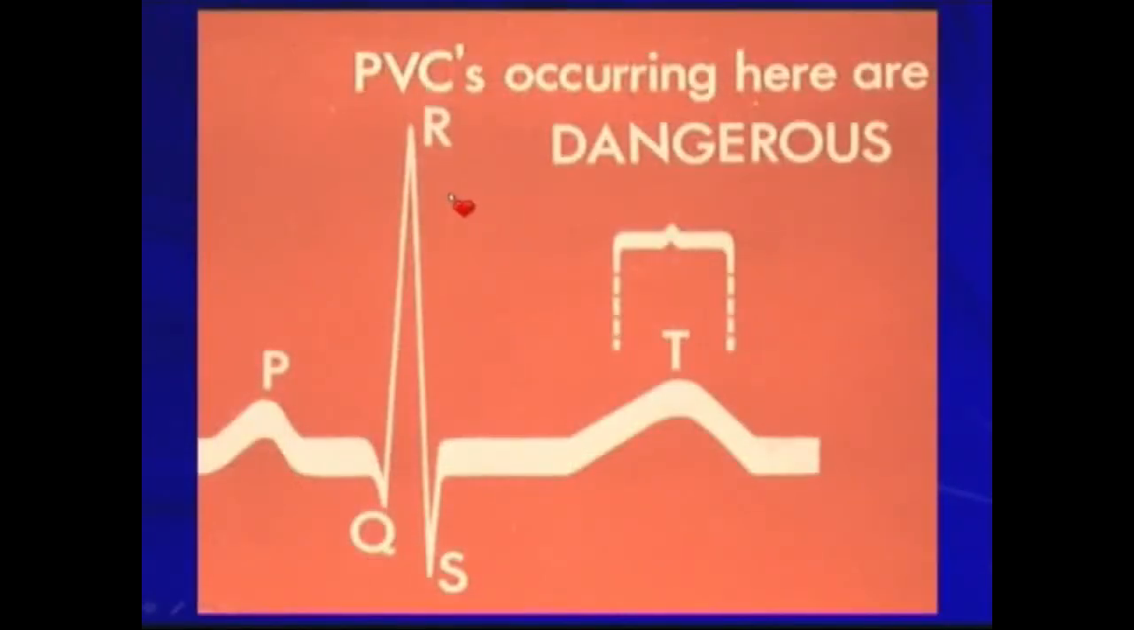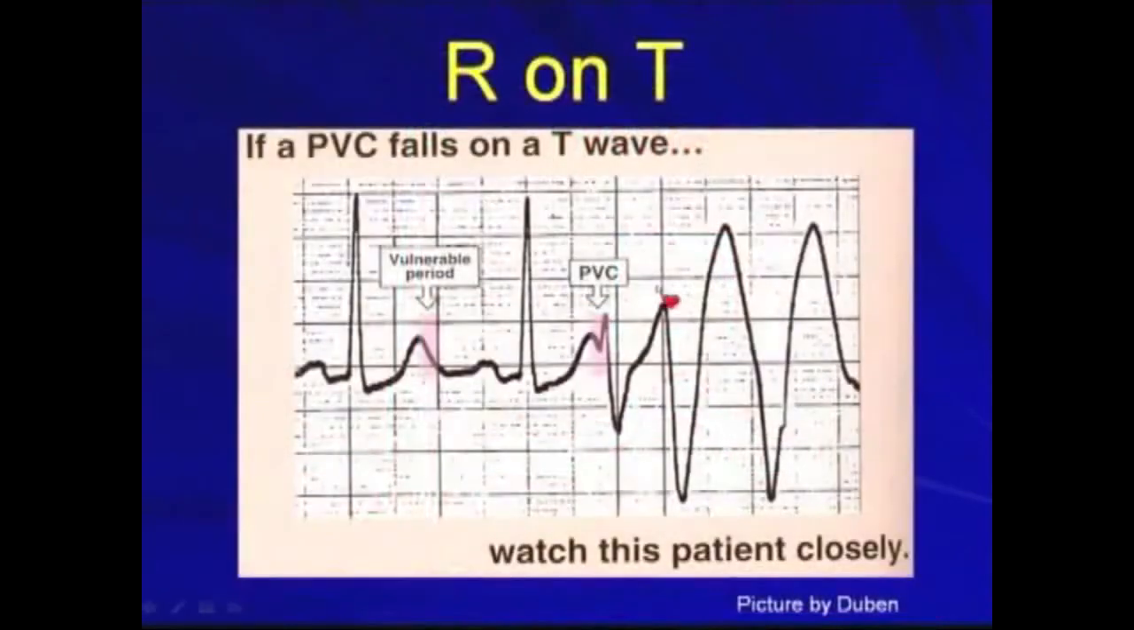Some PVC are dangerous. For example, if the PVC is occurring at around a T wave, that will be dangerous, producing so-called an R on T phenomenon. Here, a PVC falls on a T wave and triggers off a ventricular tachyarrhythmia. So this PVC can cause a ventricular tachyarrhythmia if it falls on a T wave, and we should recognize this.